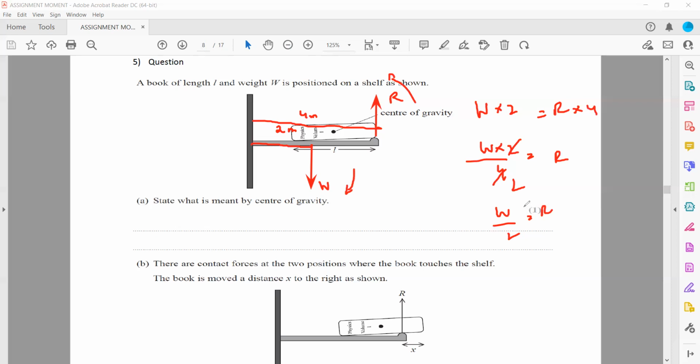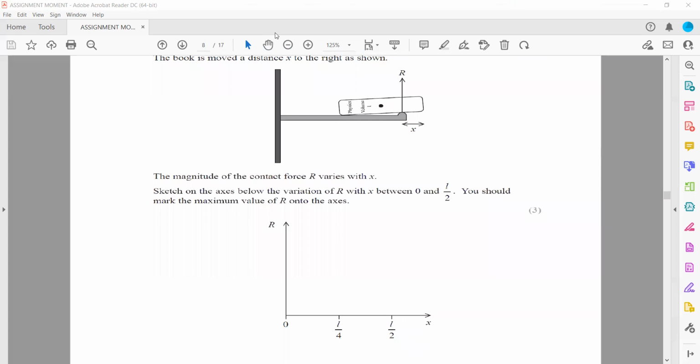So the starting value of R, when we start this, will be half of the weight. For example, if this is W by 2, this is W. The starting value for R is half of W, or half of the weight. That is the starting value.